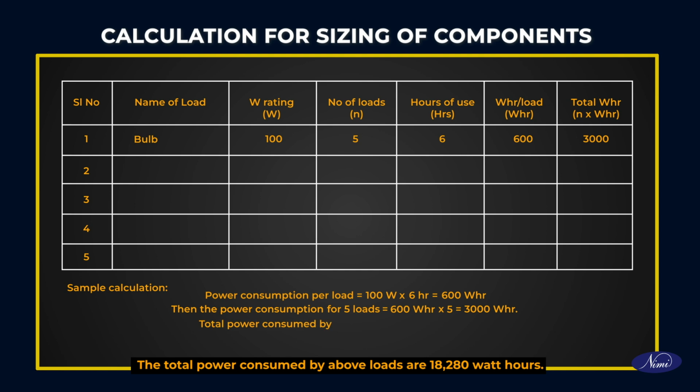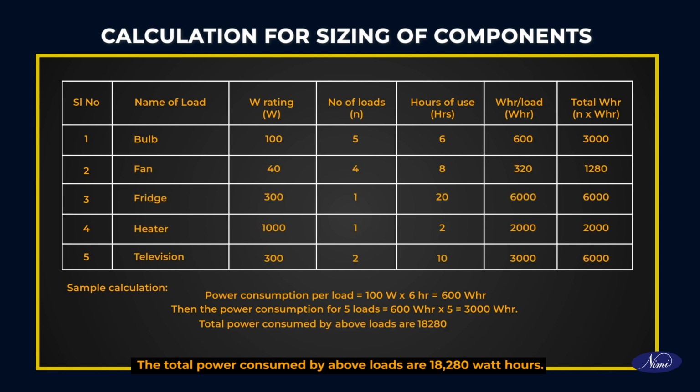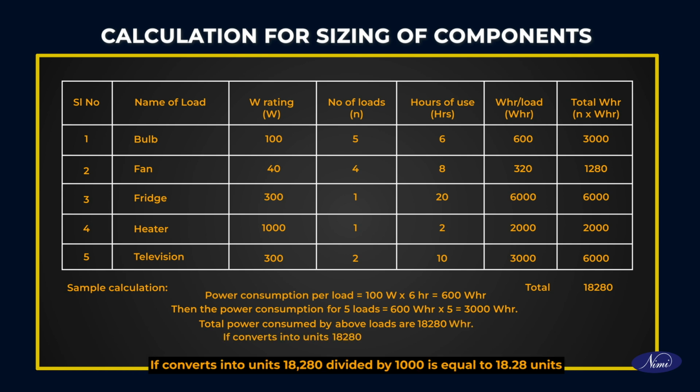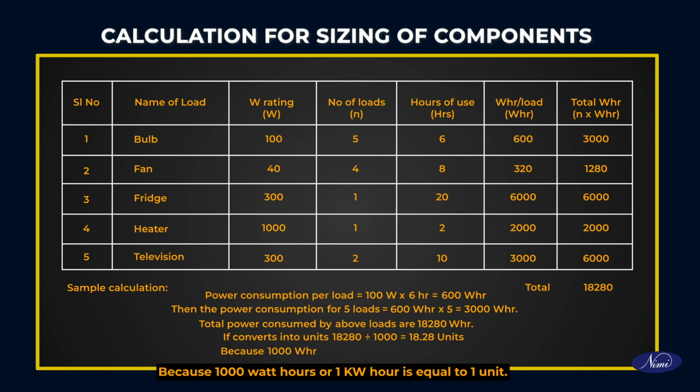The total power consumed by the above loads is 18,280 watt hours. If converted into units, 18,280 divided by 1000 is equal to 18.28 units, because 1000 watt hours or 1 kilowatt hour is equal to 1 unit.